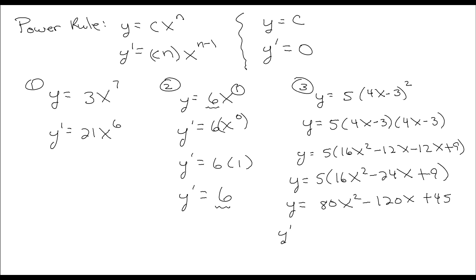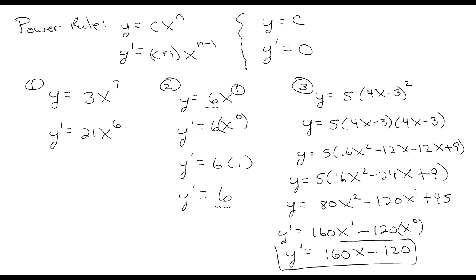So taking the derivative, 2 times 80 is 160. Subtract 1 to get 1. Here again the exponent is a 1, so 120 times 1 is 120, and then to the 0 power. And the derivative of a constant, as I said, is 0, so the 45 just goes away. So just rewriting this: 160x, I don't need to write the exponent of 1. X to the 0 is 1, so 120 times 1 is just 120. And that would be your final answer here.